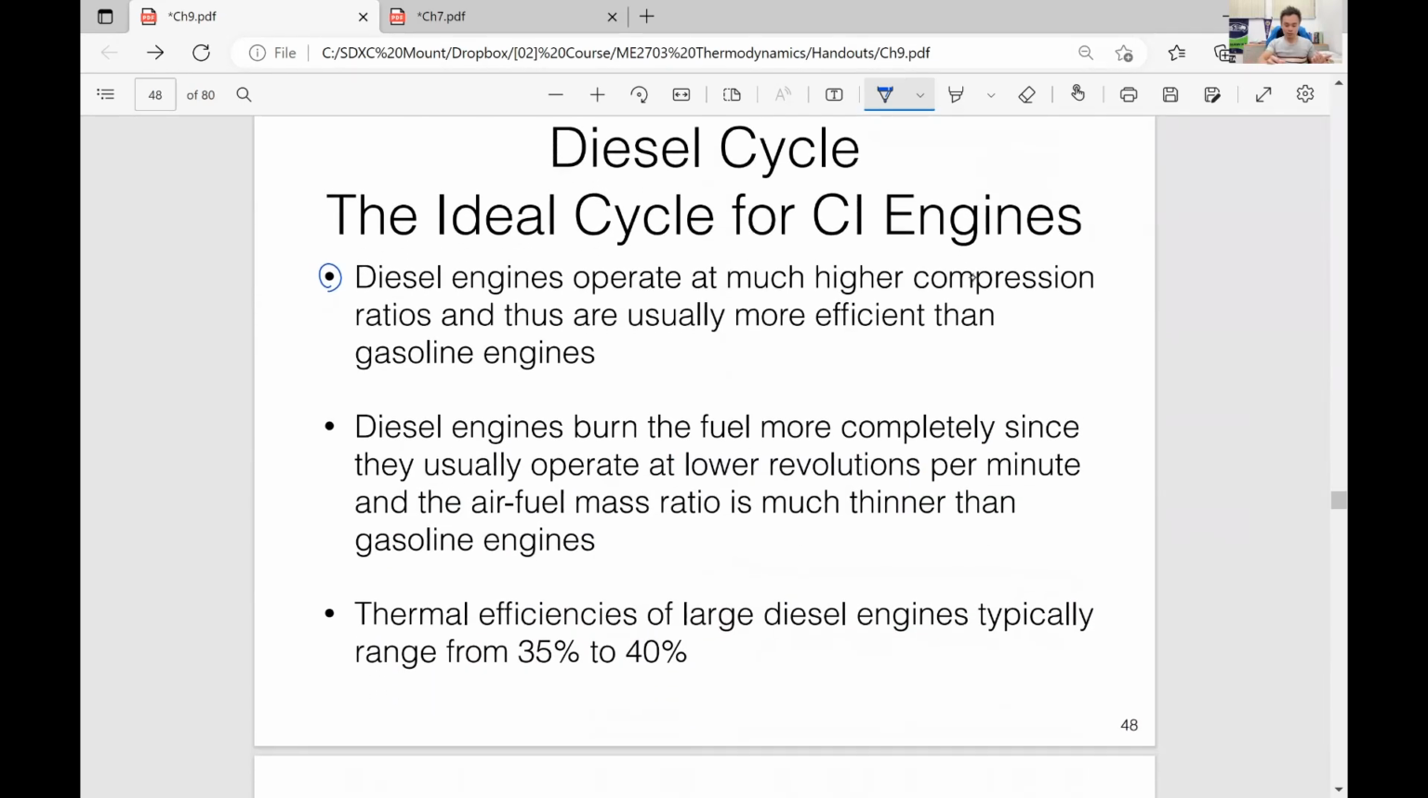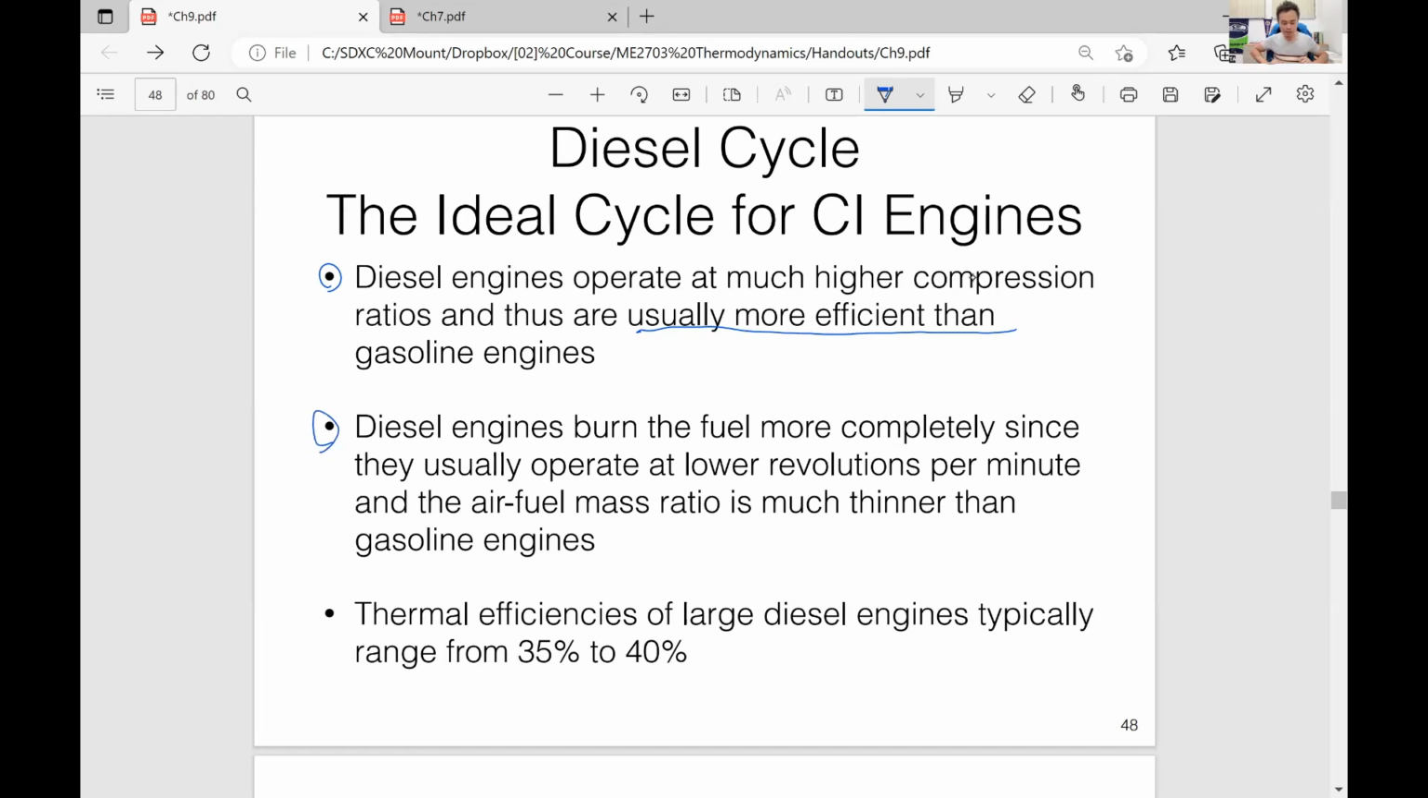So when someone tells you that a diesel car has a higher thermal efficiency than your gasoline engine, you can say something against it, because that is only true since diesel engines operate at much higher compression ratios. If a diesel engine operated at the same compression ratio as a gasoline engine, then the gasoline engine's efficiency would be higher than the diesel engine's efficiency.